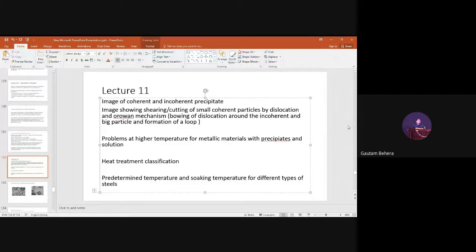So, today is lecture number 11 of this advanced concept in steel technology. And today's topic is images of coherent and incoherent precipitates. Images showing shearing, cutting, and Orowan mechanism. Problems at high temperature for metallic materials with precipitates, and solution. Heat treatment classification. Predetermined temperature and soaking temperature for different types of steels.